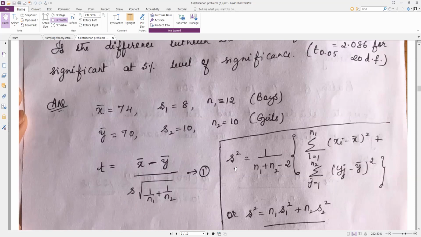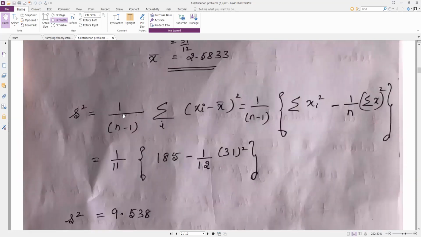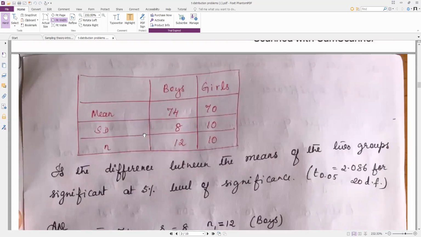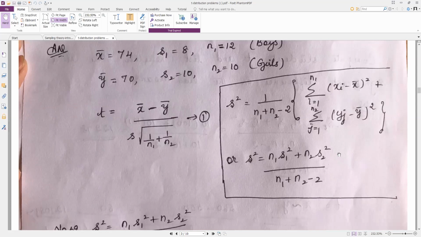This is the formula, s square equal to 1 by n1 plus n2 minus 2, to calculate standard deviation, whenever there are two samples. Whenever there is one sample, what is it? 1 by n minus 1. Whenever there are two samples, it should be minus 2, from this minus and this minus. So n1 plus n2 minus 2. Summation xi minus x bar the whole square plus, what you have extra, summation yj minus y bar the whole square. There is one more formula also that I'll discuss in the next problem.